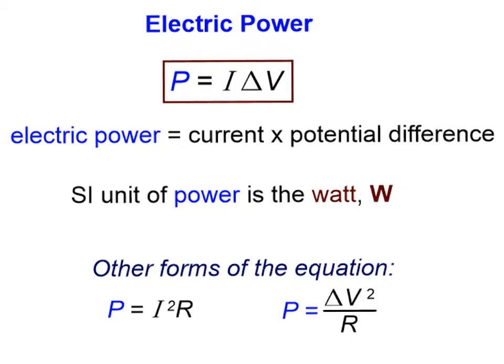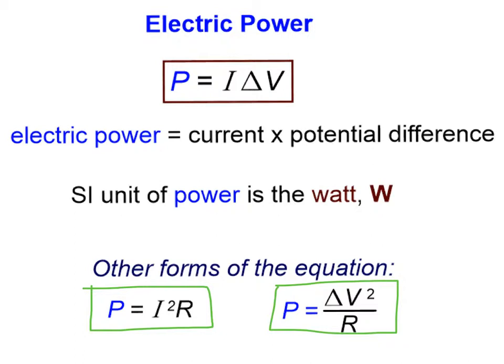We can also plug in different equations, and I won't go through the derivation of these. It's pretty simple. If we just look at the equations we already have and that we already know, we can also write the equations for power using different terms if we need to. These are very useful. Power can equal current squared times resistance. Power can also equal the change in the potential difference squared divided by the resistance.